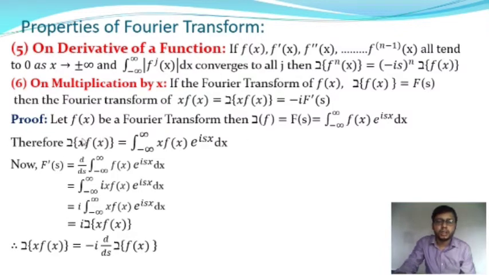So now we are going to find the Fourier transformation of x f(x). From the definition, it will be the integral from minus infinity to plus infinity of x f(x) e^(isx) dx. Here the function is replaced by x f(x). Now we differentiate both sides, and you know the Fourier transformation of f(x) is F(s). Differentiating both sides, we get d/ds of the integral from minus infinity to plus infinity of f(x) e^(isx) dx.